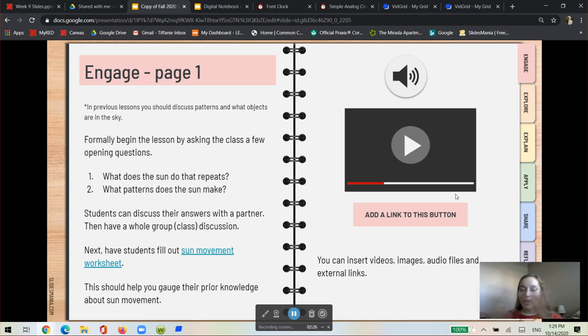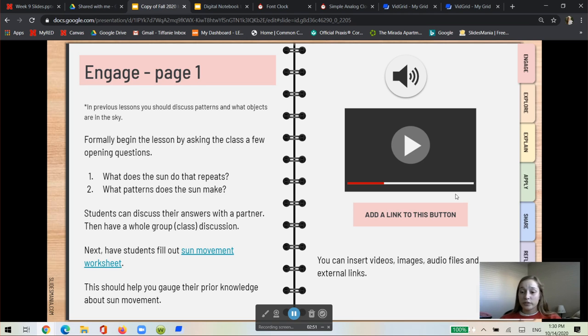Okay, so now that you know what's going on, for the Engage part, this is what you would do right away in the morning. It says you should have previously talked about what was already in the sky, so students should know that the sun is something that's in the sky. Formally begin the lesson by asking them what the sun does that repeats, and what the patterns are.